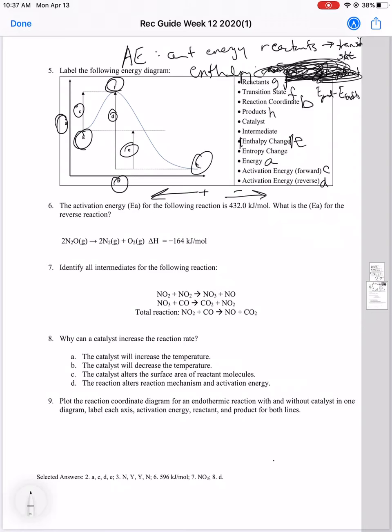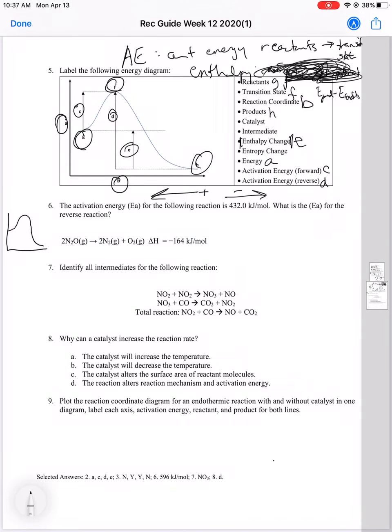Onto the next one. The activation energy for the following reaction is 432 kilojoules per mole. What is the activation energy for the reverse reaction? So basically, if we draw our reaction energy diagram, we're going to see that the delta H is negative, which means that the reactants have more energy than the products. So that's kind of what our energy diagram is going to look like.